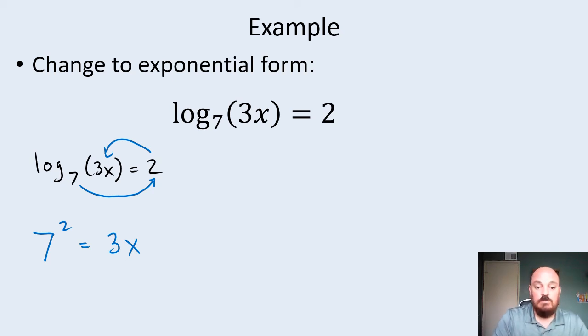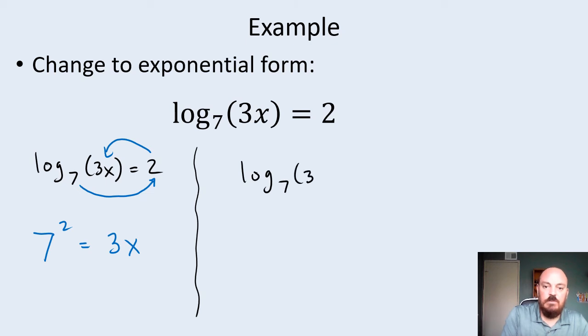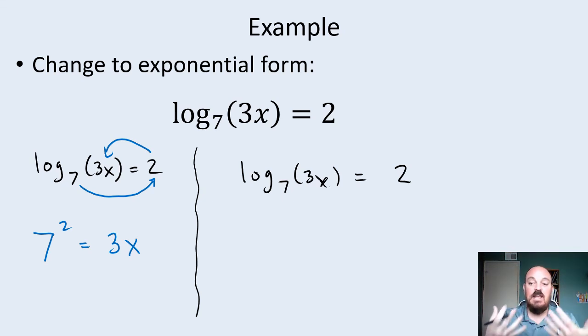Now let me show you the other way of doing this, using inverses. So let me recopy the question again. We have log base 7 of 3x equals 2. Now what I'm going to do for this, I'm going to look at this, I'm going to say, okay, I have a log base 7, which means I want to use an exponential base 7 to cancel that out.